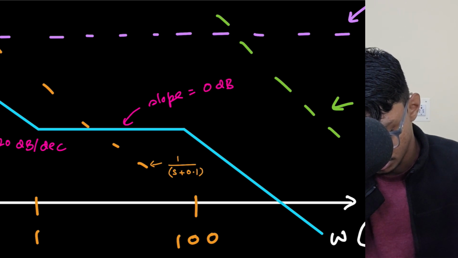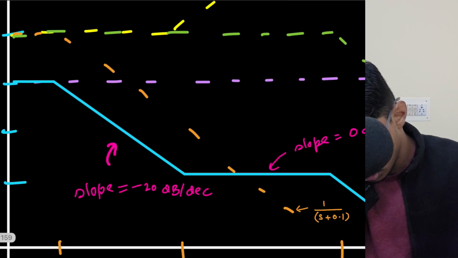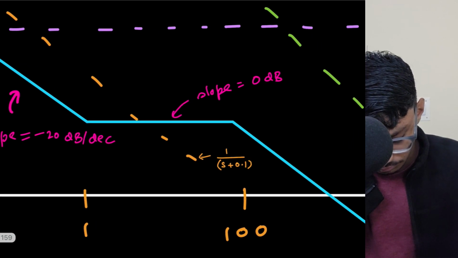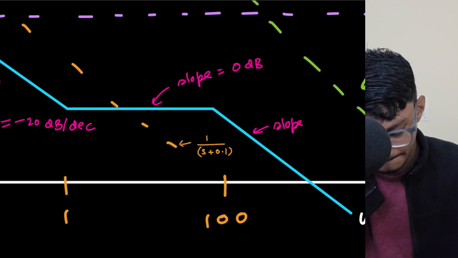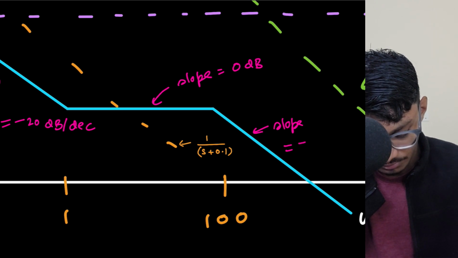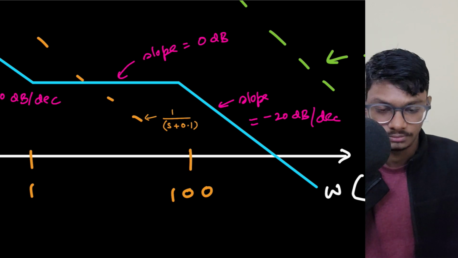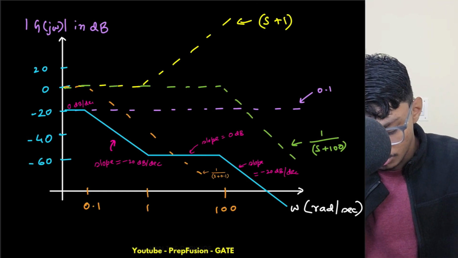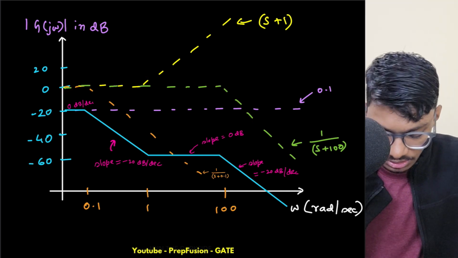0 dB per decade. So this is not plus, this is minus. Here I have slope of 0 dB per decade. Here I have slope of minus 20 dB per decade. So I hope you are understanding the different regions here, right? That is very important to understand the different regions.